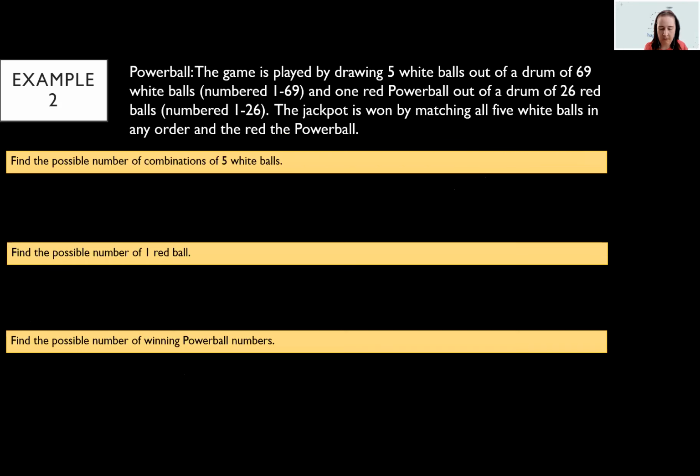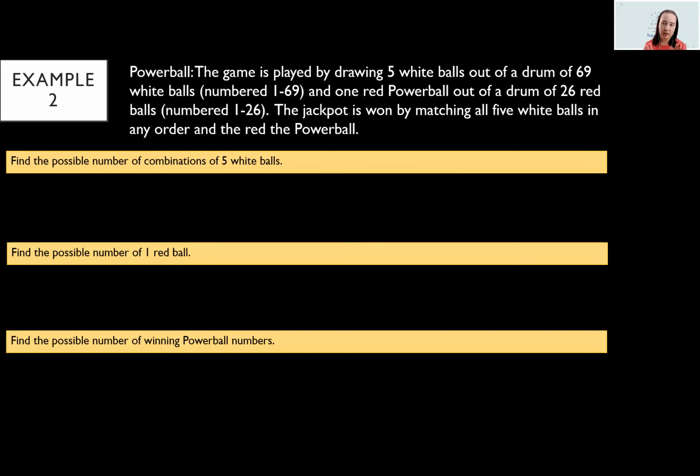Okay. So example 2, this is the same situation. We've got 3 different questions here. So this is for a Powerball. The game is played by drawing 5 white balls out of a drum of 69. So they're numbered 1 through 69. And then you have 1 Powerball that's red out of a drum of 26. So those are numbered just 1 through 26. So we've got 2 things going on here. The jackpot is won by matching all 5 white balls in any order, and then your red Powerball.